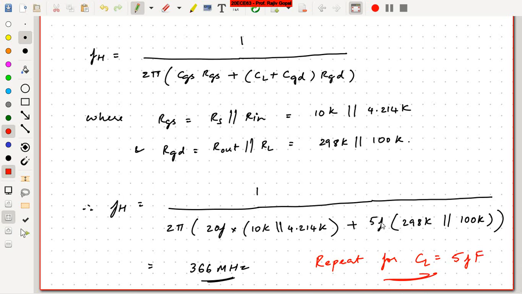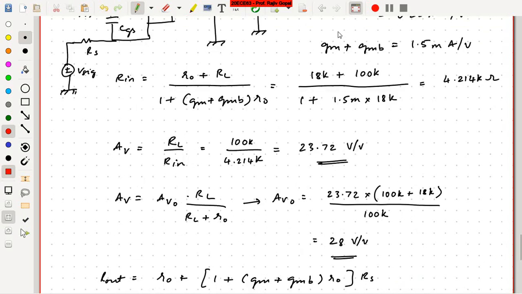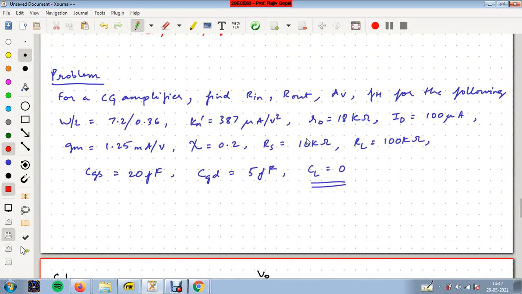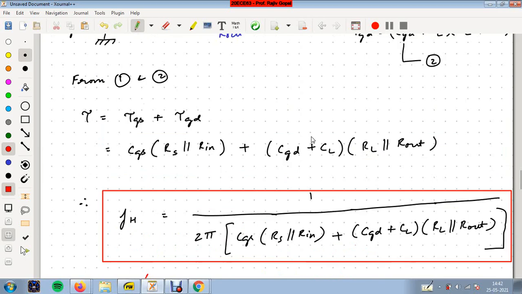Any other queries in today's class? Right. Okay. Then in that case, I will stop now. On the next class onwards, we'll start looking into high frequency analysis of a source follower. Source follower means common drain amplifier. Any doubts in today's class?